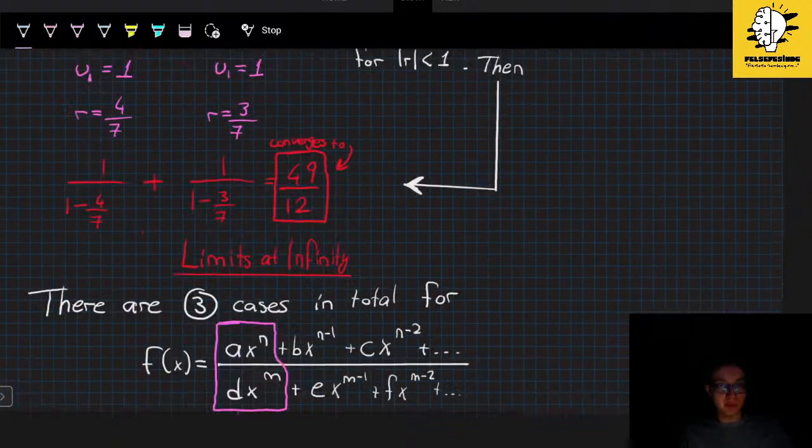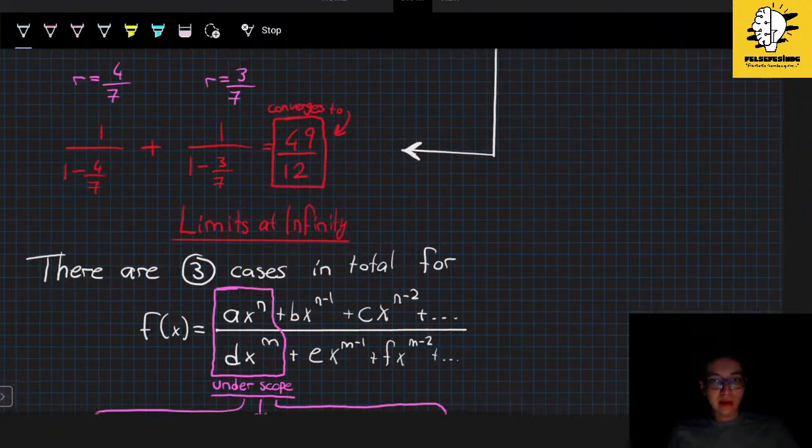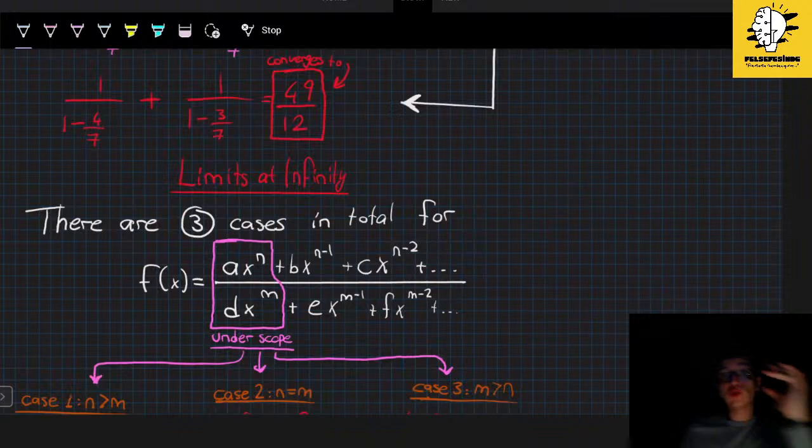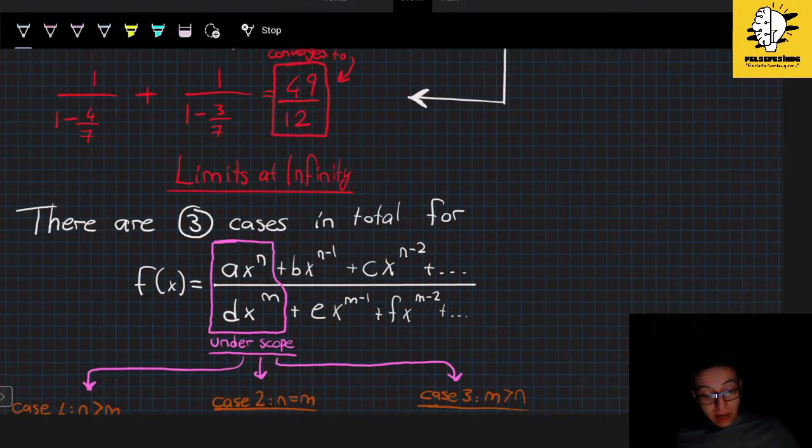So, I guess this was my last concept: limits at infinity. What does it mean? We are looking for limits at a point where x is approaching infinity. We have three cases for limits at infinity. Let's imagine we have a function f(x) represented in this form: ax to the power n, bx to the power n minus 1, and so on, over this notation. Okay, this is our function.